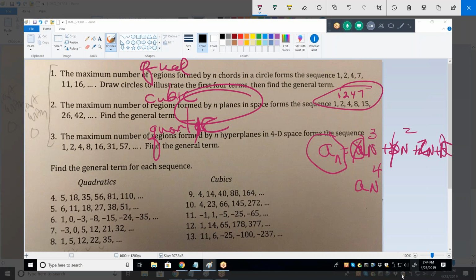But 4D space, it's interesting how he connects that to just a quartic. Yes, sir. Okay. It's not hard to find the next term in any of these. The only thing that's difficult is finding that general term. But now I know how to do it. Terrific. Thank you for teaching me something.